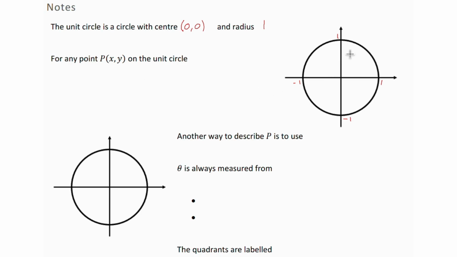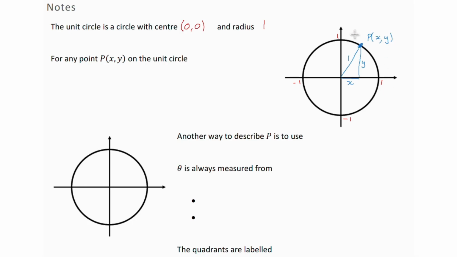Now, any point on this circle, any point P, satisfies a certain condition because we know that that length there is 1 because it is a radius. So for that point there, we have the x-coordinate going along here and the y-coordinate going up here. That's how we define that.